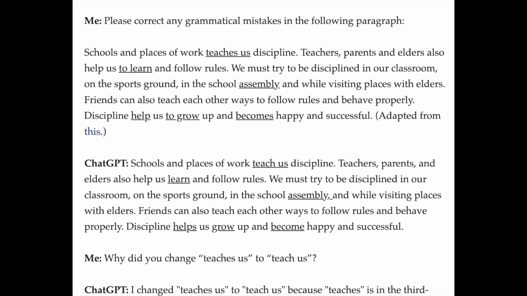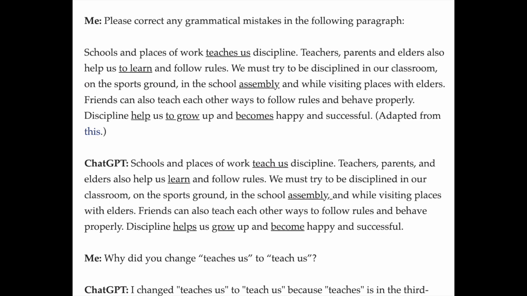Assembly was, I did not have a comma after the assembly in the original one. It added the comma after assembly. It deleted the "to" for "to learn" and "to grow up" on lines 2 and 5. And that was okay, either one is correct. The "to" could be there, could not be there. So those were unnecessary changes. But it did correct the two number agreement problems.